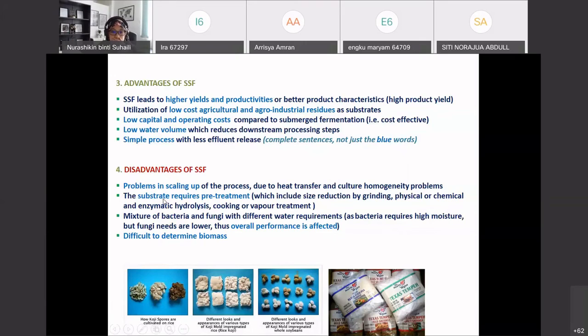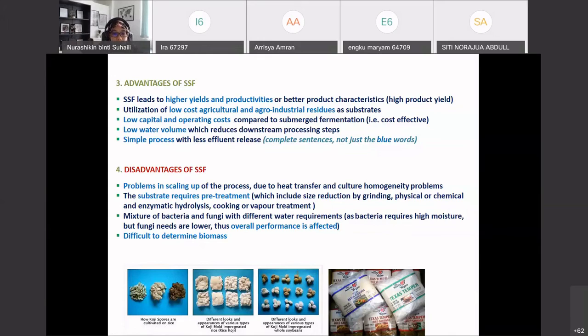Yeah, because when you increase the scale, you have to consider lots of things. For example, the heat transfer, the moisture content, and the homogeneity. It will not be as easy as in the shake flask, where perhaps you can just shake once in 2 or 3 days. But how are you going to apply that on the tray? You have to think of a different way of making sure that the cultures are still homogeneous, uniform. So there are those challenges.